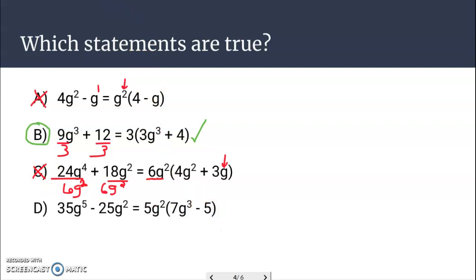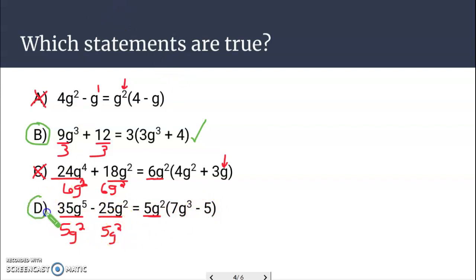Finally, let's check B to see if it was factored correctly. 35 and 25, the largest number that divides into both is 5, that's correct. g squared and g to the fifth, the g squared is the greatest common factor. Let's then divide each term by 5g to the second. 35 divided by 5 is 7. g to the fifth divided by g to the second is g to the third. 25 divided by 5 is 5. g squared over g squared cancels out.